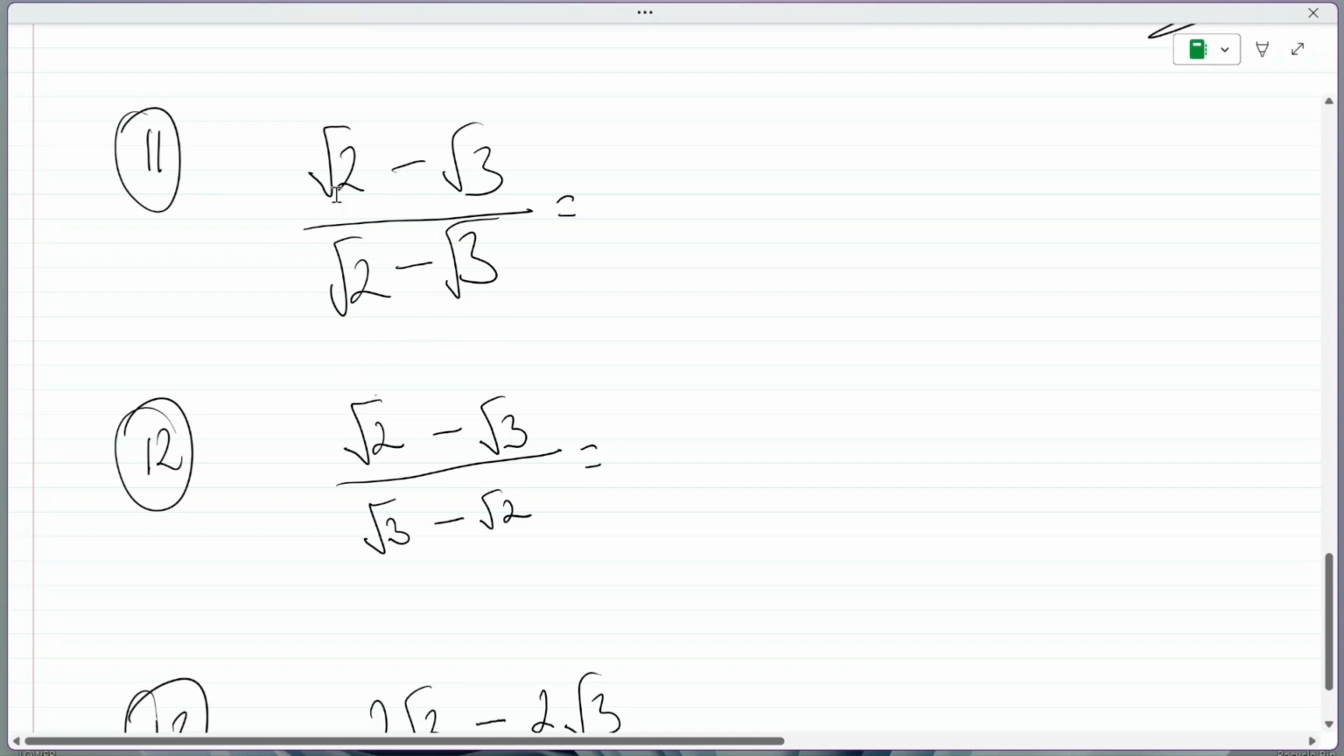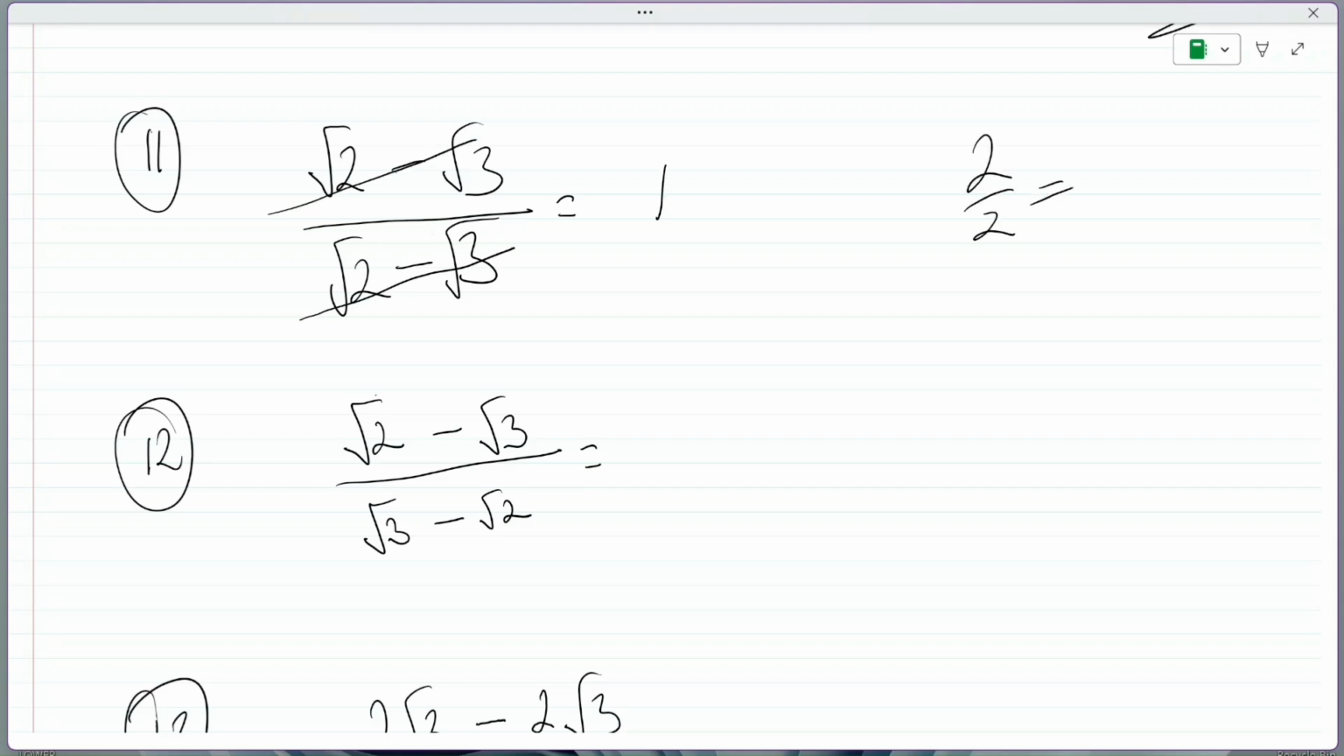Taking a look at this, the root 2's are in front, the root 3's are behind. They both have negatives. If they are the same, exactly the same, you can cancel out. You can say this cancels this. Your answer is 1. It's like saying 2 over 2. 2 over 2 is 1. 3 over 3 is 1, and so on. So if they are exactly the same, you can cancel them out and their result is 1.